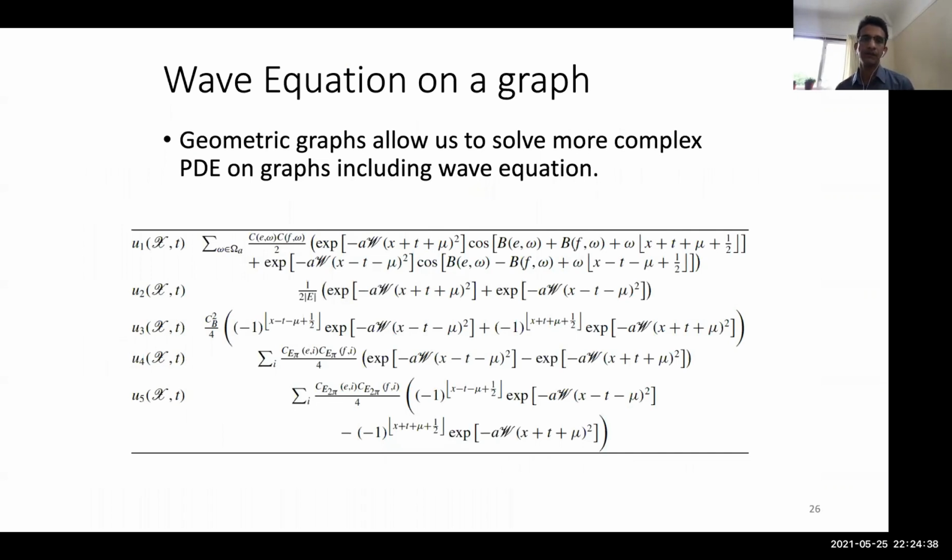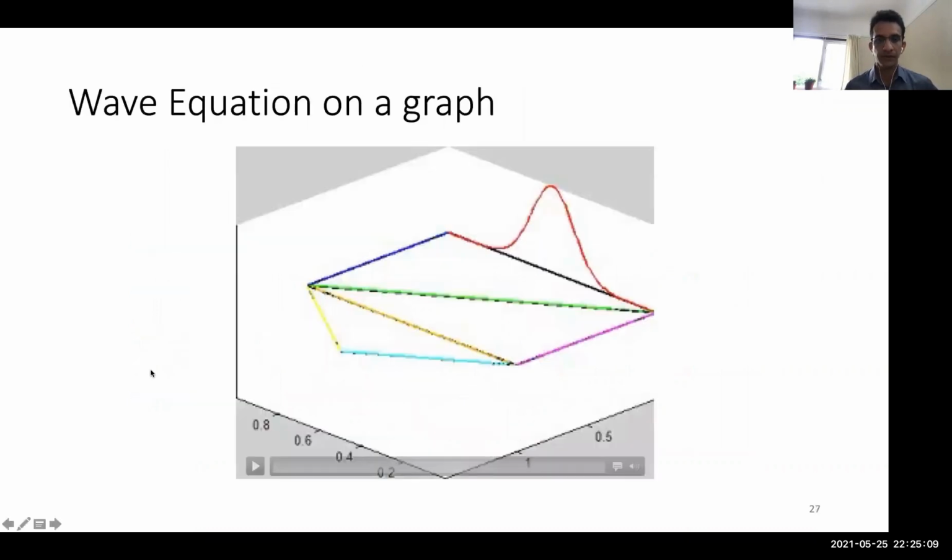In another work, we have solved the wave equation on a graph and used its solution to characterize graphs. Now the wave equation, if we implement it using a discrete Laplacian, has certain limitations. For example, it does not have finite speed of propagation. But the wave equation solved using the edge-based Laplacian is closer to the wave equation defined in analysis. So let me show you this simulation.